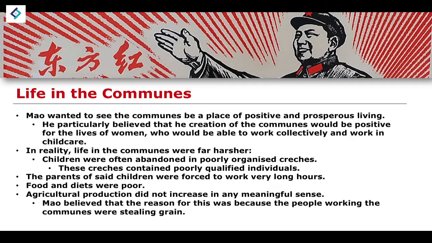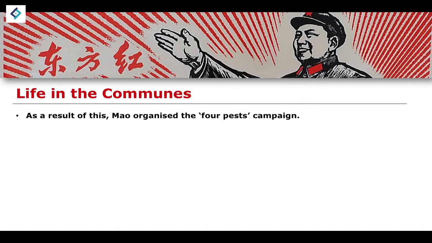The state believed that there was a lot of productivity, but it meant that there was a lot of grain requisitioning towards these peasants, which would lead to famine. As a result of other problems as well, Mao organized what became known as the Four Pests Campaign, because he believed that there were different pests like birds and other wildlife creatures that were actually consuming all of the agricultural products. And so therefore, the Four Pests Campaign was a campaign to try and exterminate pests that steal grain.